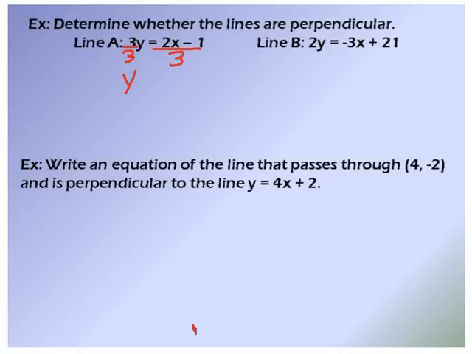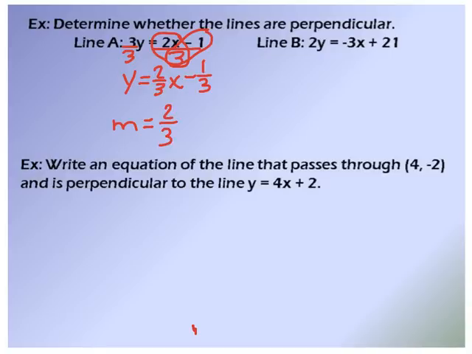On the left side, I'm left with y. On the right side, I'm going to do my double division, so that leaves me with 2/3 x, and then negative 1 divided by 3 is a negative 1/3. Now I'm in slope-intercept form, so I can see that my slope is 2/3.